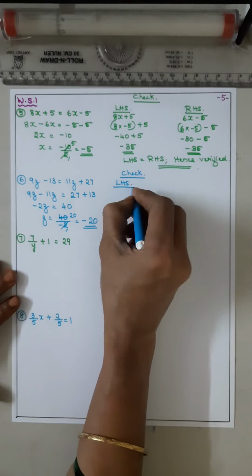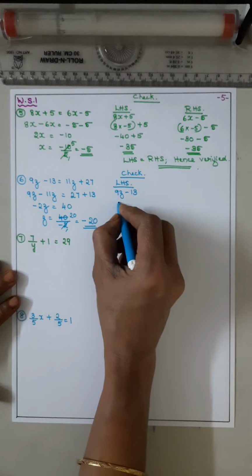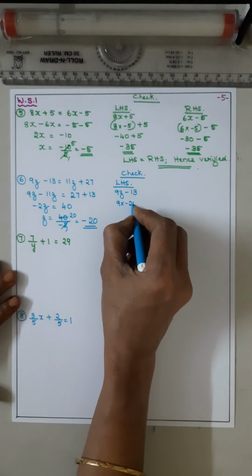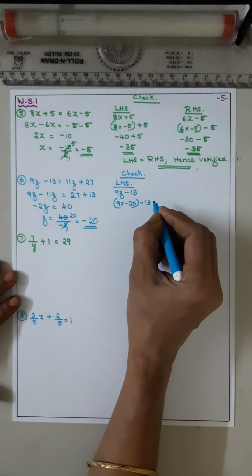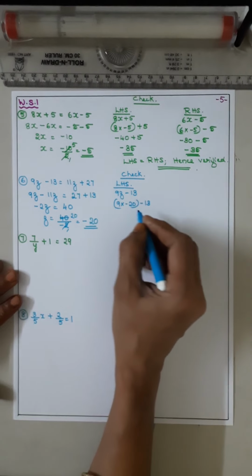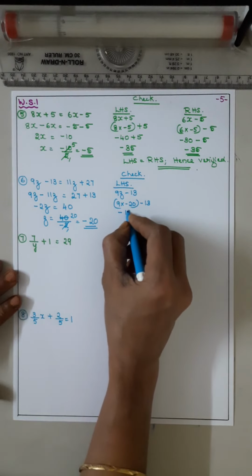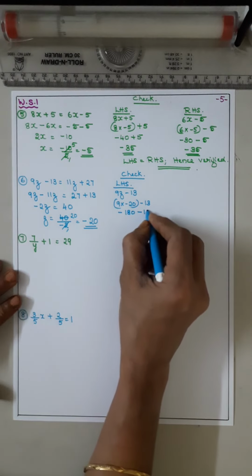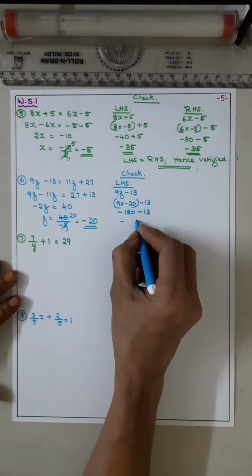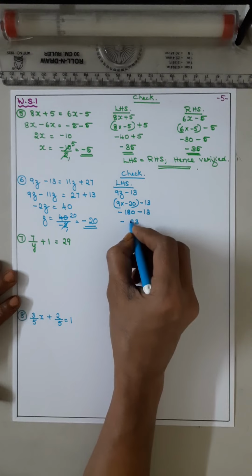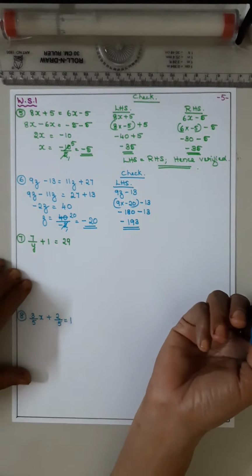LHS. 9z minus 13. So 9 into minus 20 within the bracket minus 13. So 9 into 20, that is minus, 9 2s are 18, 0, minus 13. So minus minus add, 0 plus 3, 3, 9, 1. So you got minus 193.